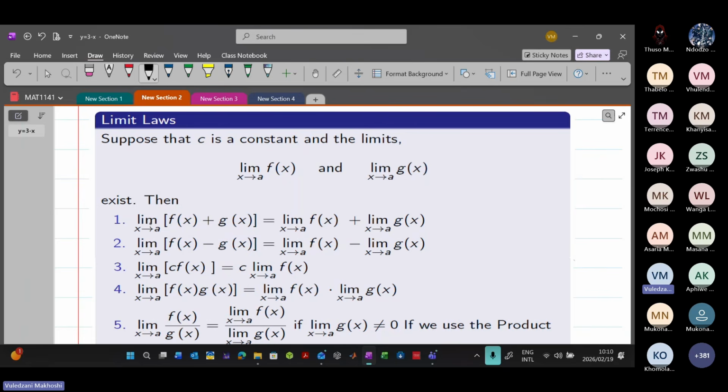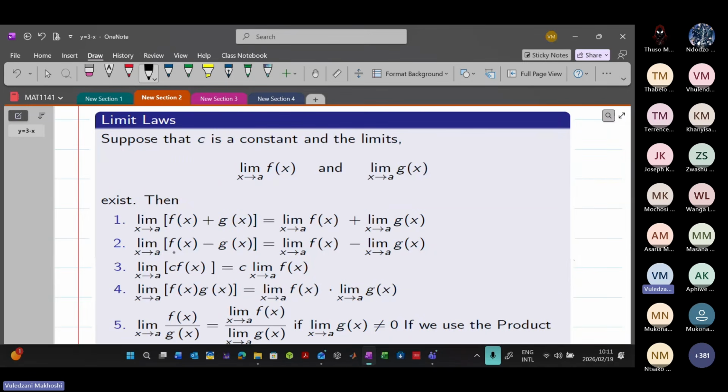So the first law is that if you are evaluating the limit when you are approaching A, you have your function f of x added to the function g of x. The result will be the same thing as evaluating the limit of f of x when x is approaching A, then adding to the result that you are going to get after evaluating the limit of g of x when x is approaching A. So either you can start by adding the two functions together, or you can evaluate each limit separately and then you add them.